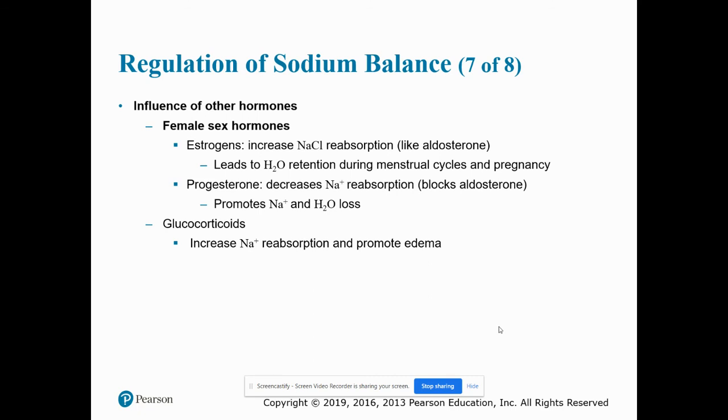Female sex hormones also play a role in the regulation of sodium balance. Estrogens lead to sodium chloride reabsorption, and this can lead to water retention during the menstrual cycle and pregnancy. Progesterone decreases sodium reabsorption, and it promotes sodium and water loss. Glucocorticoids increase sodium reabsorption and promote edema.